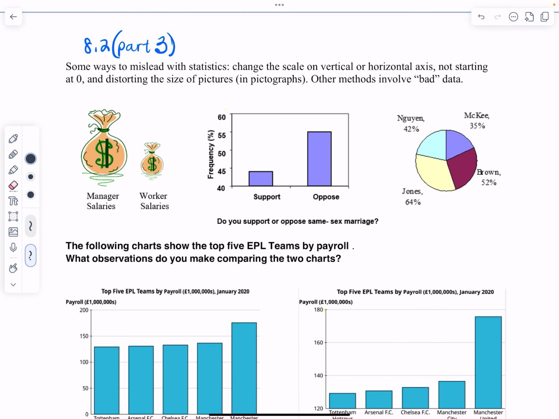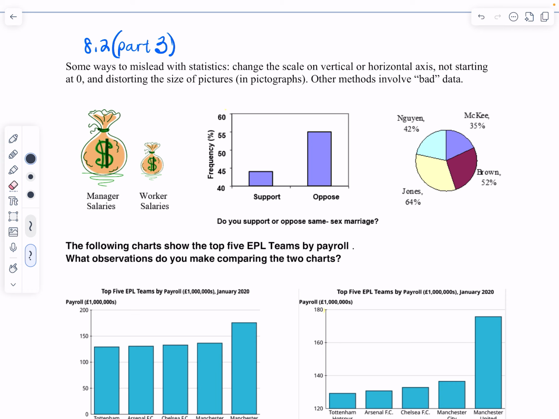This is the last section of 8.2, part 3. So we're just going to talk about ways that we can mislead with statistics. Various things we can do. We can change the scale on the vertical or horizontal axis. We also, on the vertical axis, cannot start with 0. We can make distortions with sizes of pictures in the use of pictographs. And other methods involve just straight out bad data.